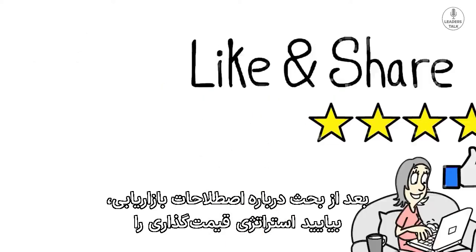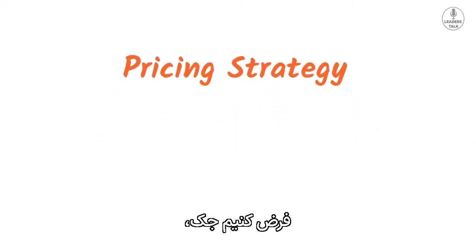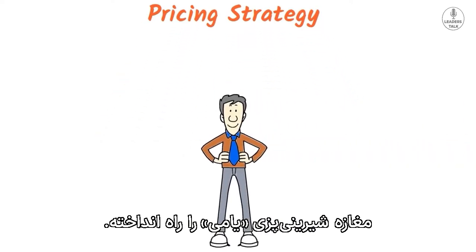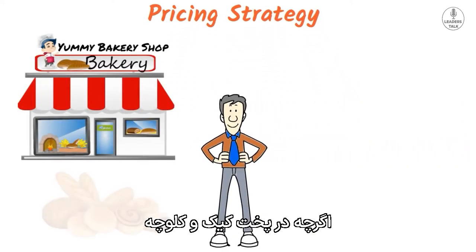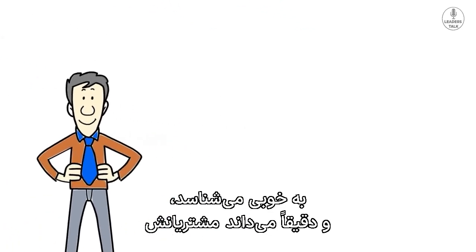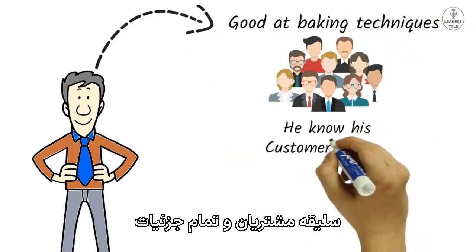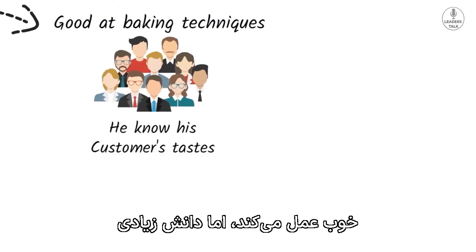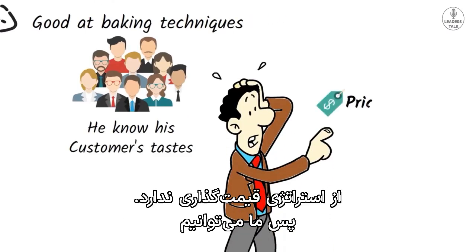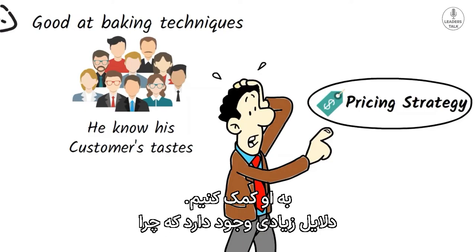After discussing the marketing mix term, let's understand pricing strategy in detail with an example. Let's assume Jack is a person who started his bakery shop named Yummy Bakery Shop. Though he is very good at baking cakes and cookies and very familiar with his products, he knows exactly what his customers want, and he is good at baking techniques, his customers' tastes, and all the small information related to his baking and customers, but he is not very aware of pricing strategy. So we can help him decide his price based on pricing strategy.